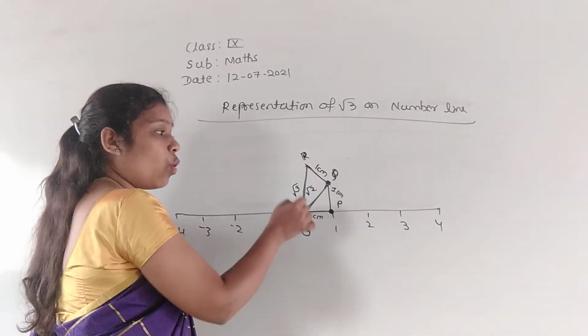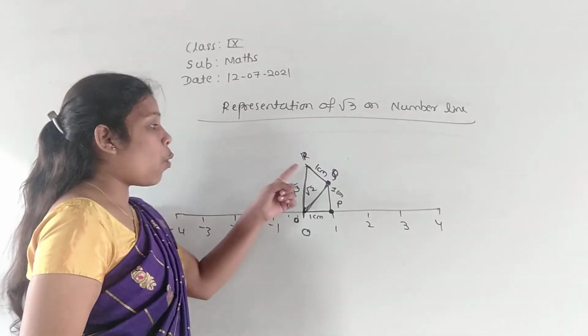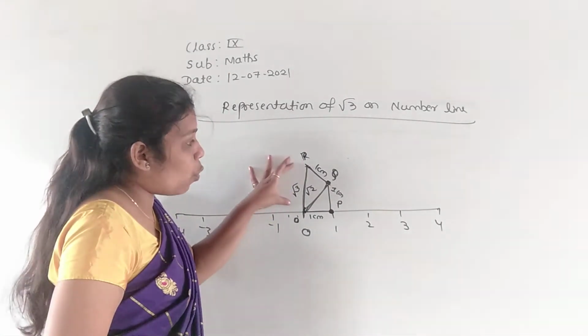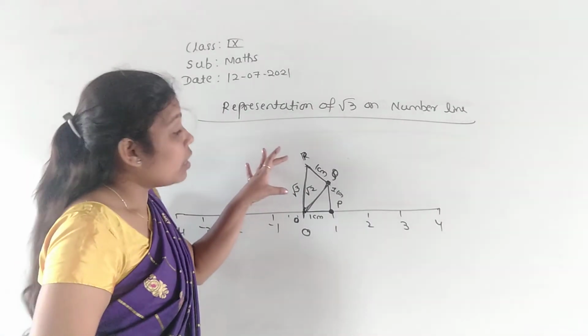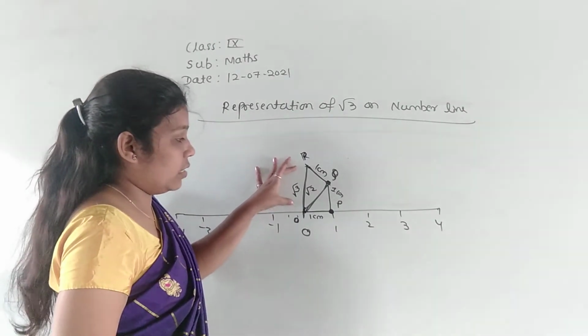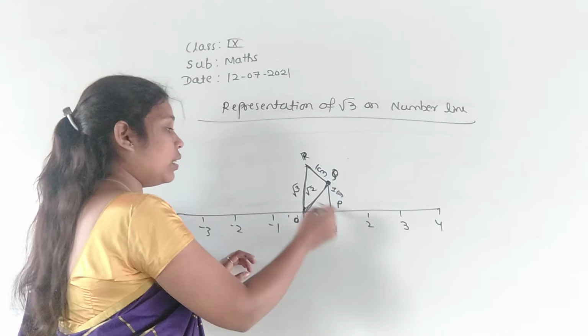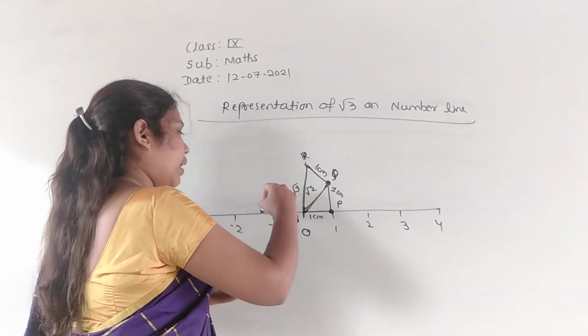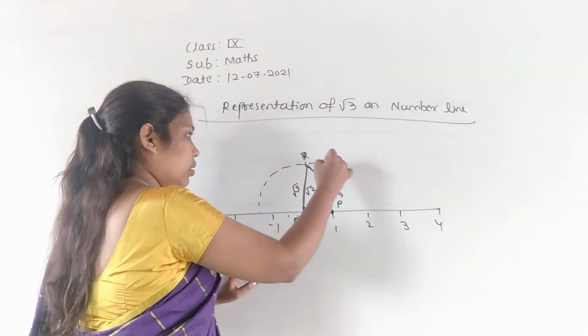Using the OR distance. Why? OR is root 3 here. For that reason you have to take the OR distance here. Using the OR distance, you have to make one arc here. Using the OR distance, make an arc like this.